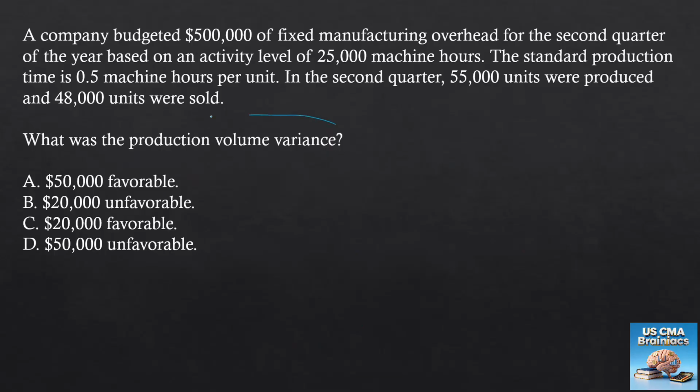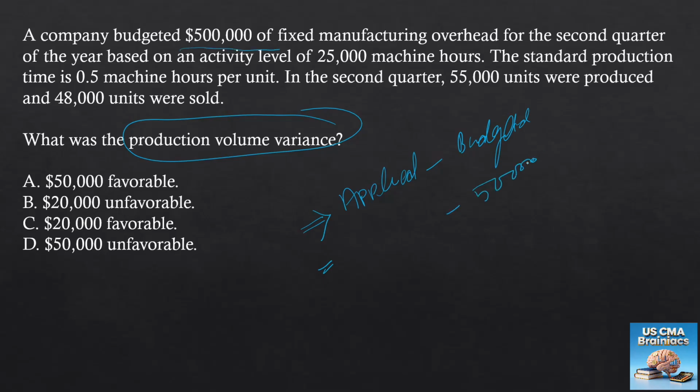What is the production volume variance? Formula: applied minus budgeted. Clear? Whenever you get a question, first write the formula. This is the first important step. Then put in the relevant factors. Let's discuss. A company budgeted $500,000 fixed budget. So here just put budgeted 500,000. Clear?